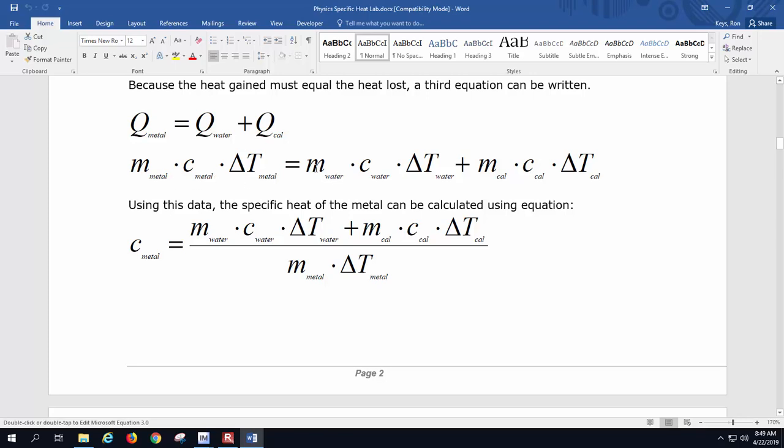You're going to know the mass of the water that's in the cup, specific heat of water, the change in temperature of the water. You're going to know the mass of that aluminum cup, the specific heat of aluminum, and the change in temperature of that cup. If you solve this for the specific heat of the metal, you can see it's going to be everything on this side divided by the mass of the metal and the change in temperature of the metal. Question?